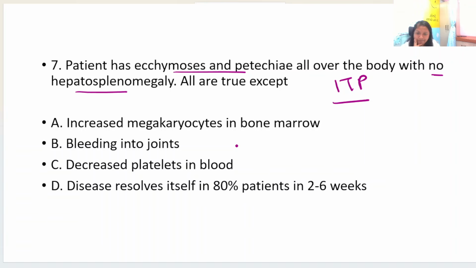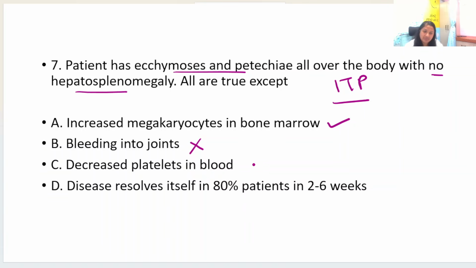So in ITP, what all do you expect? Increased megakaryocytes in bone marrow? Yes, this is a typical finding. Bleeding into joints? Not really. Usually they have skin and mucosal bleeds. There is petechiae, purpura, ecchymosis, there is epistaxis, there may be menorrhagia, right? So bleeding into joints is not a typical finding in ITP.